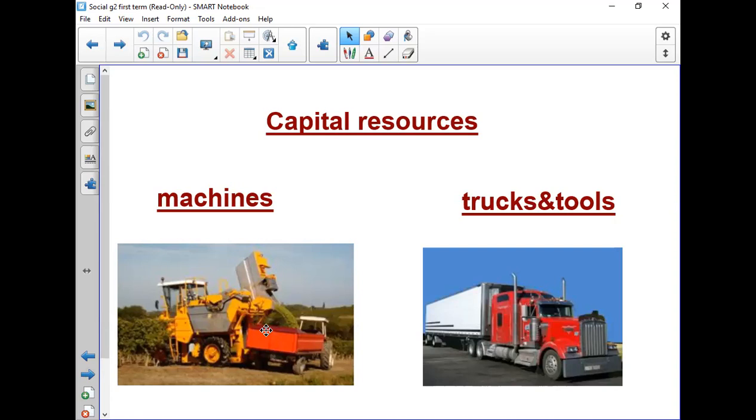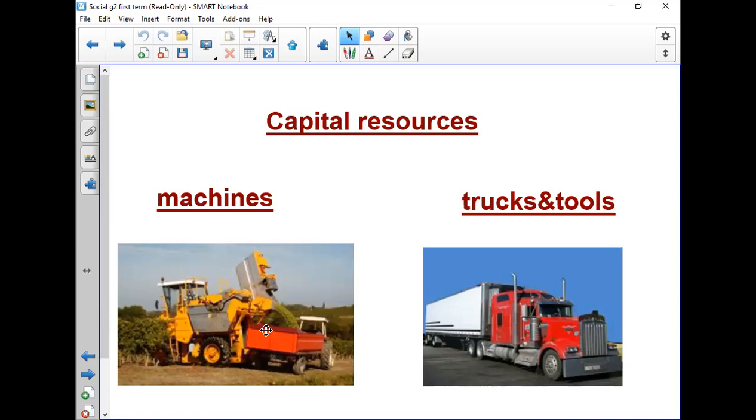So how many types of resources do we have? Three: natural, human, and capital. Natural resources like sun, air, water, anything that's from nature, it is part of natural resources. The second type of resource is the human resources. When I say human resources, you remember people, farm workers, machine operators, and salespeople. The last type of resources, they are capital resources. What are the capital resources? They are the machines and trucks and tools that were used in turning grapes into raisins.